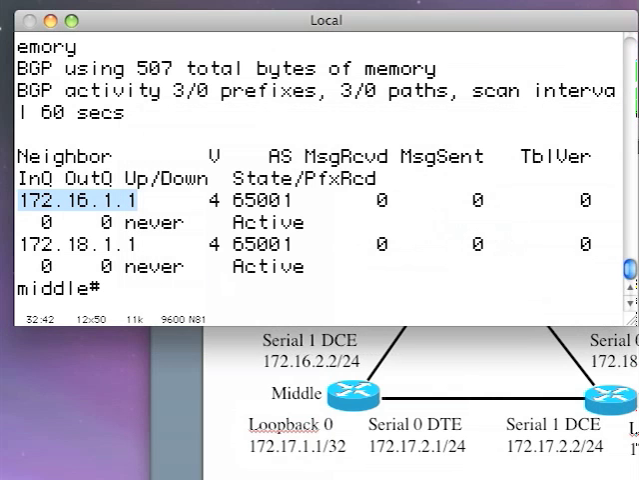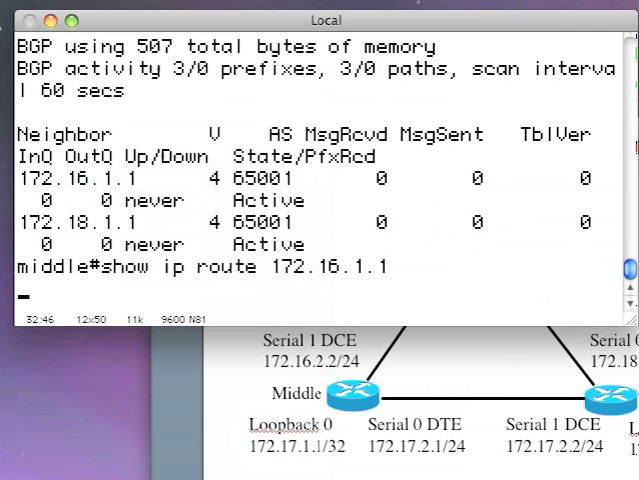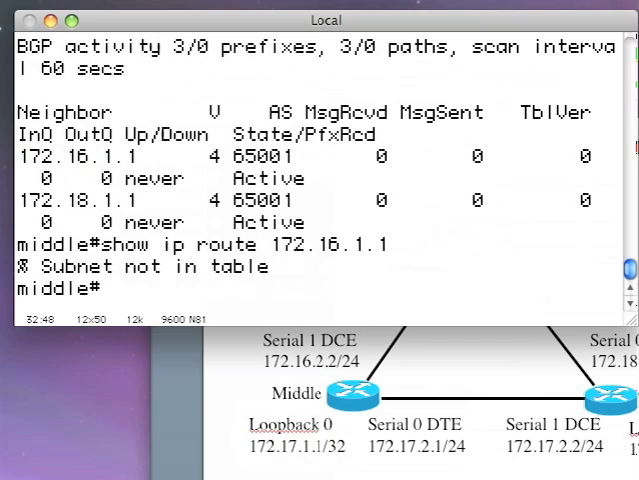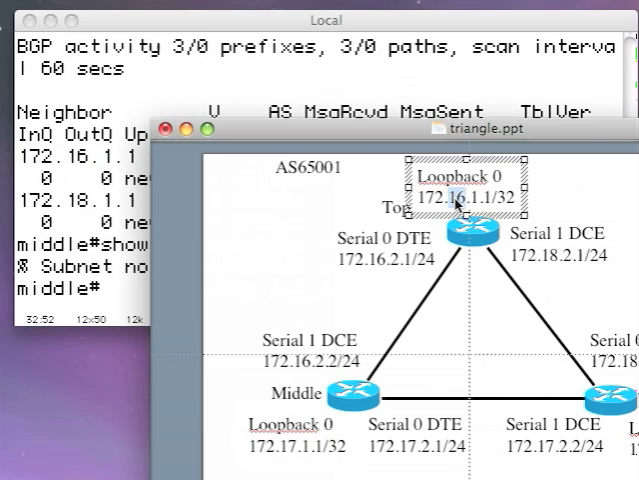Let's look at our route table. Show IP route. 172.16.1.1. The subnet's not in the table. The middle router does not know how to talk to the loopback of the top router, so of course the BGP session fails to establish. So BGP is not going to be operational in this autonomous system.